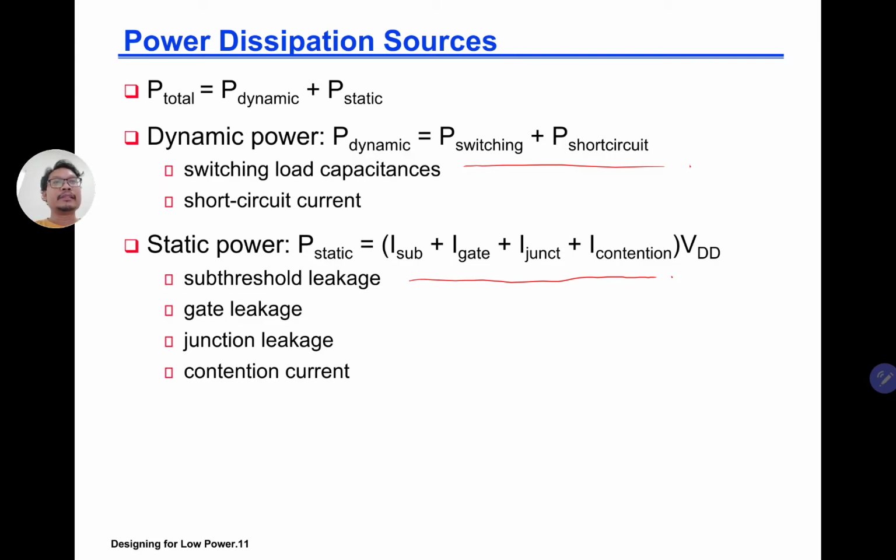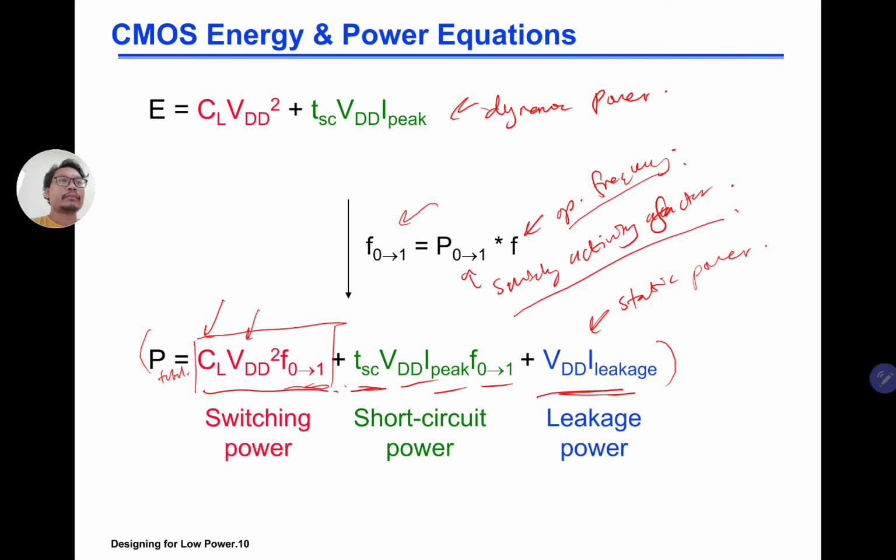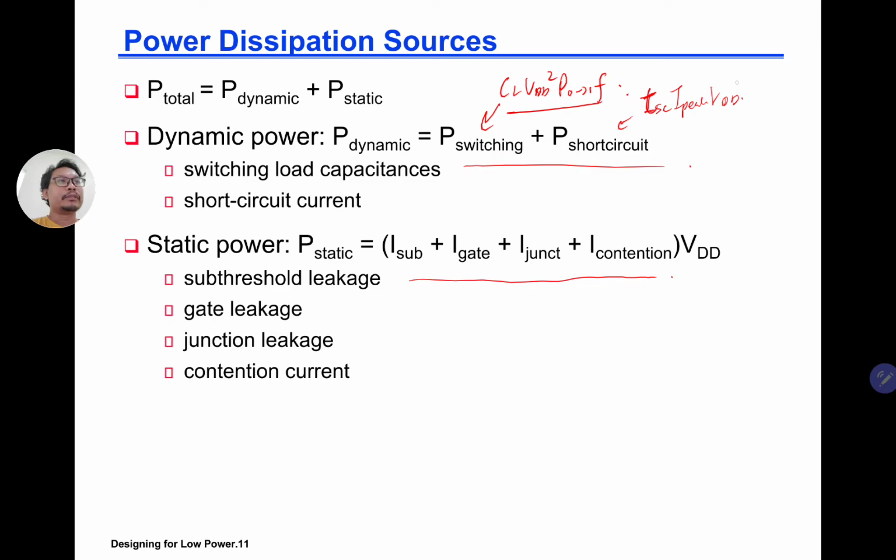So let's look at the dynamic power first. So in dynamic power, we have the switching power. So remember, it's CL VDD squared P01F. Okay, so 1, 2, 3, 4. We have 4 components in the switching, and then in the short circuit we have the short current, the short circuit time duration, I peak, VDD, also P01F. So in the short circuit we also have that.